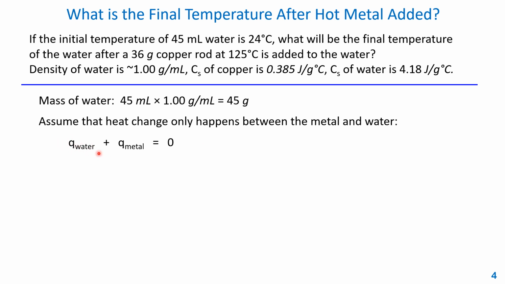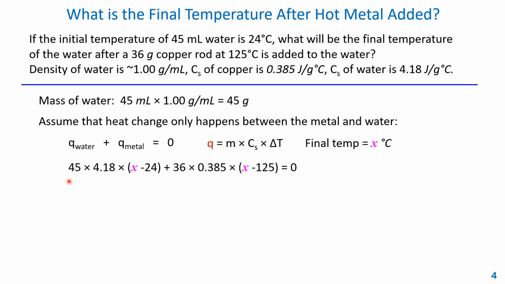Now, calculate the heat change of water. You need to use mass times specific heat times delta T. We don't know the final temperature, right? That's the question. So we can say X degrees Celsius is the final temperature. Then we can list these two heats. For water, it's 45 grams times the specific heat capacity of water times the temperature change, final temperature X minus initial temperature 24, plus the metal's heat change: 36 is the mass of the copper, this is the specific heat capacity of copper, and this is the temperature change of the copper, final temperature X minus initial temperature 125. That equals 0. So we can solve for X.